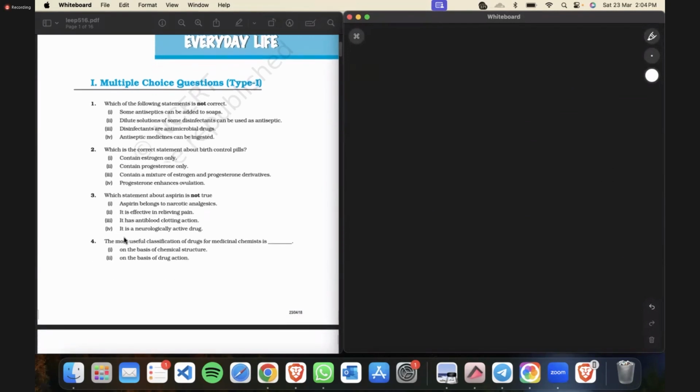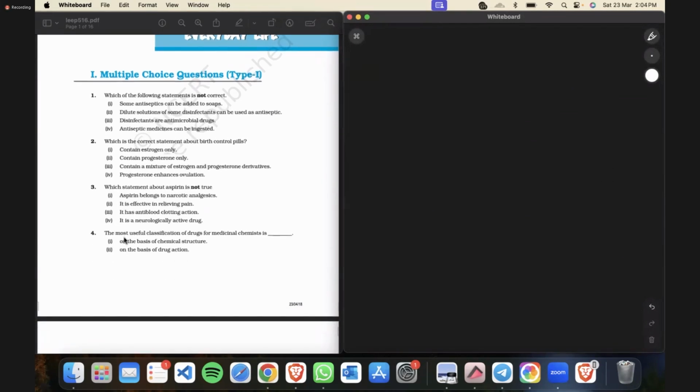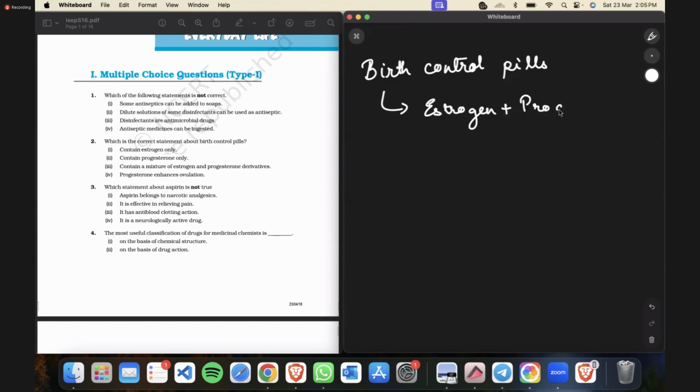Now, which is the correct statement about birth control? Now it is asking you the correct statement. Birth control pills contain estrogen only, progesterone only, or a mixture of estrogen and progesterone. The last is correct. Birth control pills contain a mixture of both of these derivatives, estrogen plus progesterone.